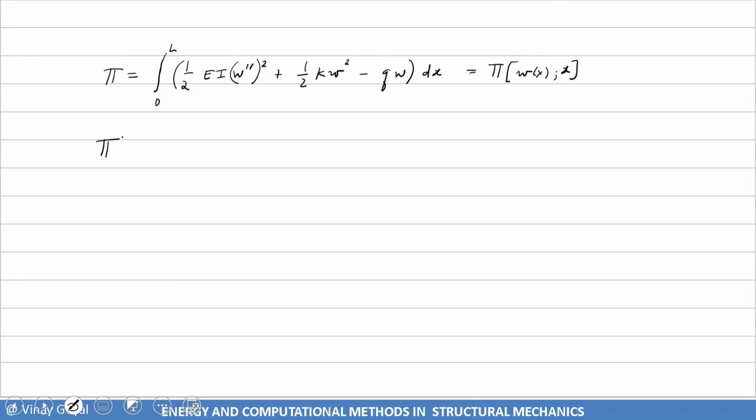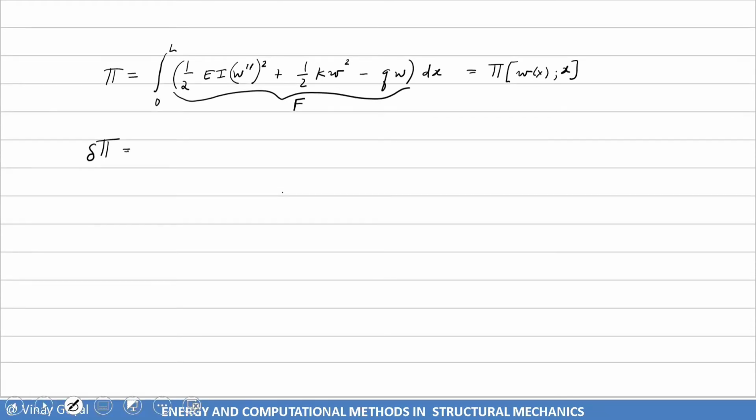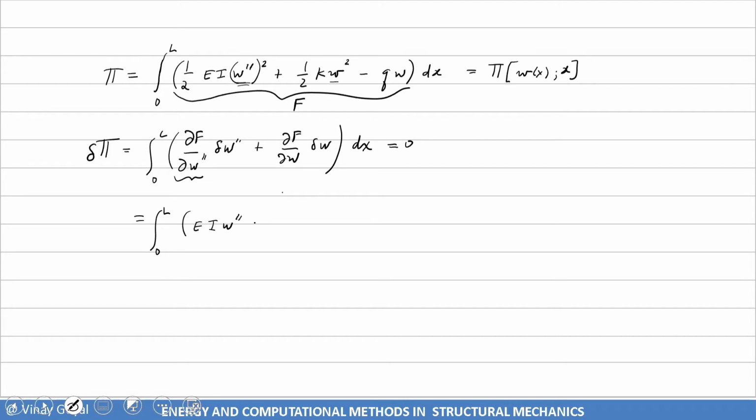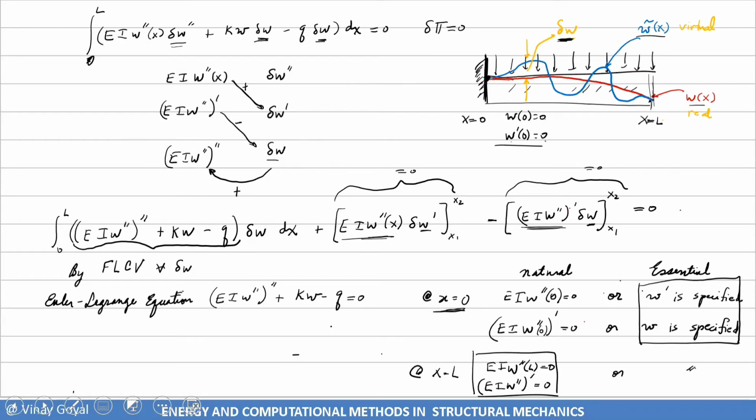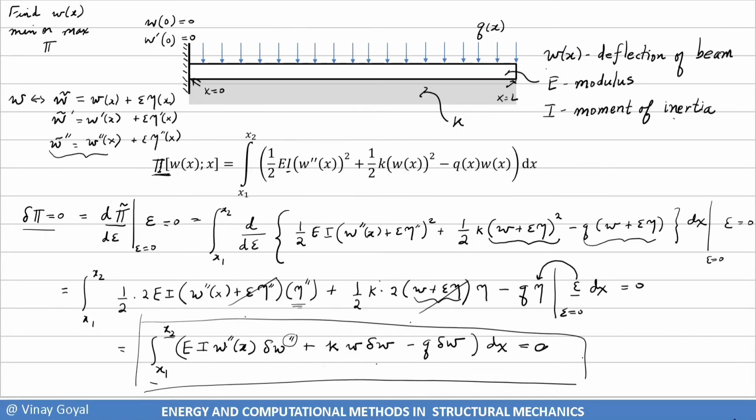Okay, and to do that, I will then just call this F. So then I have the first version of pi: the integral from 0 to L of the derivative of F with respect to W double prime, since F depends on that, times del W double prime, plus the derivative of F with respect to W times del W, dx, set equal to 0. You can see quickly that this derivative is just EI W double prime del W double prime plus KW del W, and the derivative with respect to W is minus Q. So del W dx equals 0, and you can see that this right here is the same thing I got over here using Taylor series expansion.